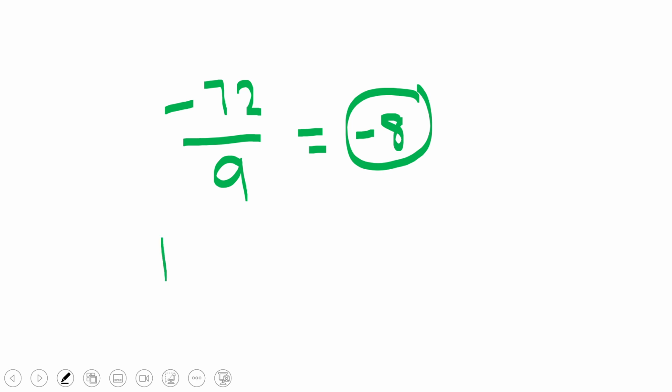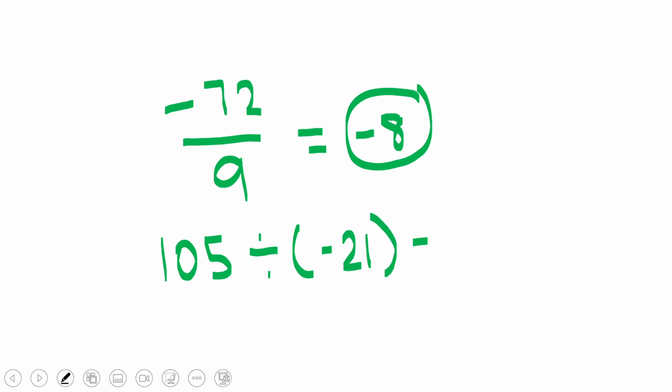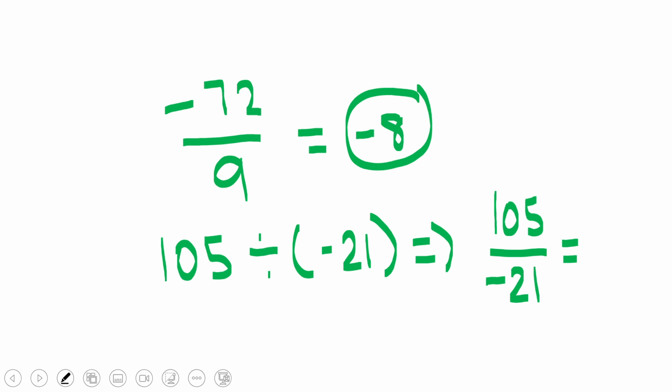If we try 105 divided by negative 21, we can rewrite this as 105 divided by negative 21. Also, we're dividing unlike signs in this example. And negative 5 times a negative 21 comes back to 105. So 105 divided by negative 21 is negative 5.